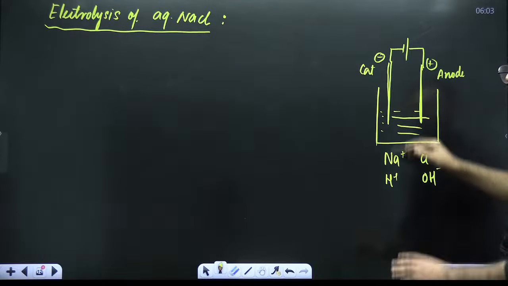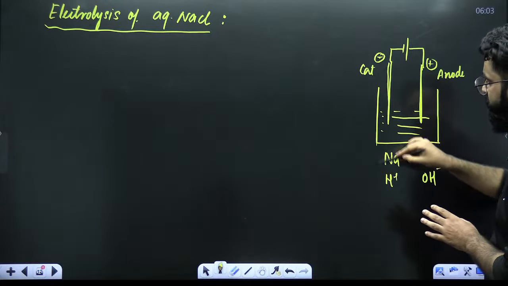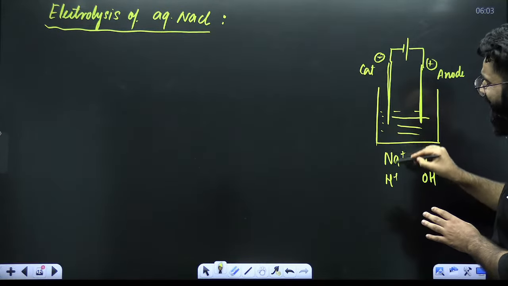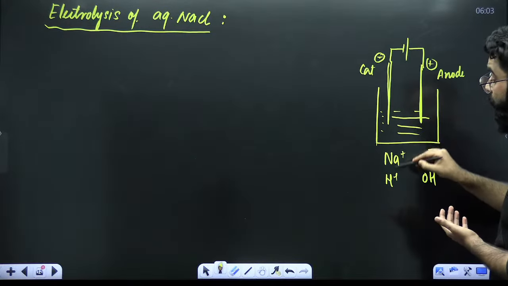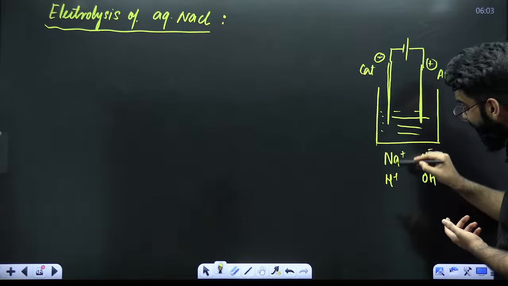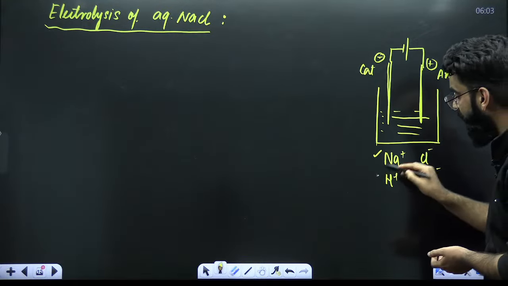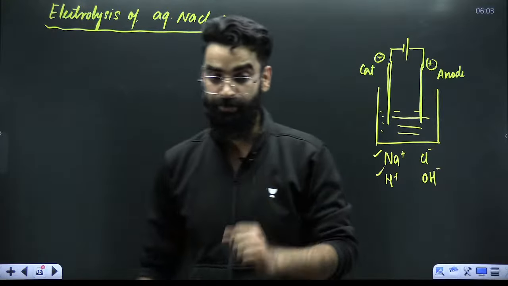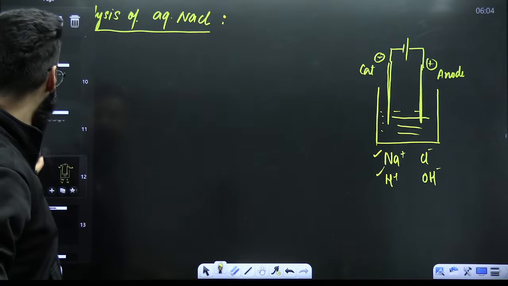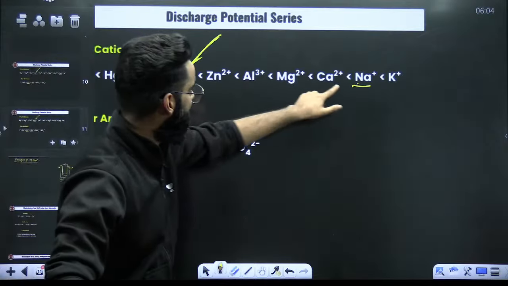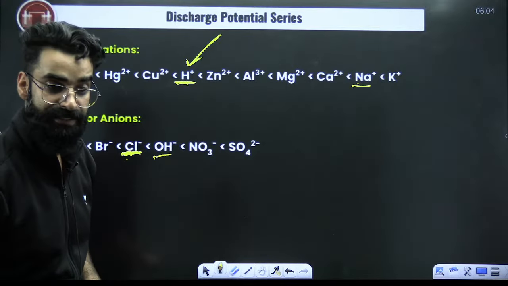Perfect. Now, this negatively charged rod will try to attract Na positive as well as H positive towards itself. So both these ions would want to undergo reduction at cathode. But that cation will undergo reduction whose discharge potential is less. Now compare Na positive and H positive. Which one has got lesser discharge potential? It is H positive which has got lesser discharge potential.